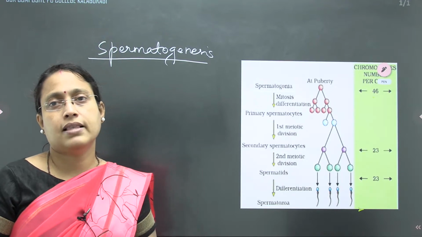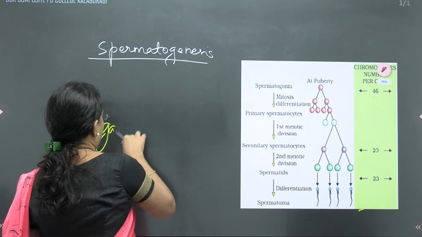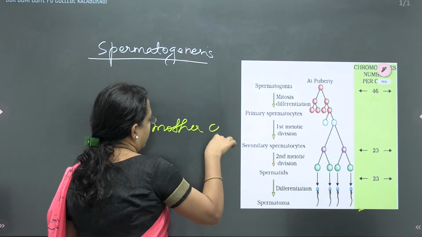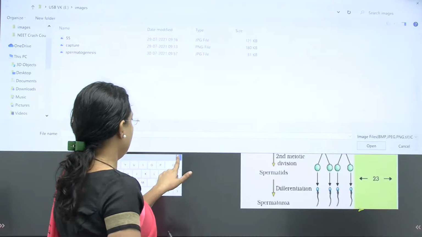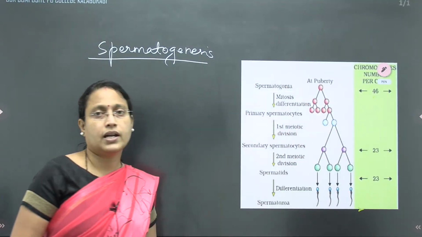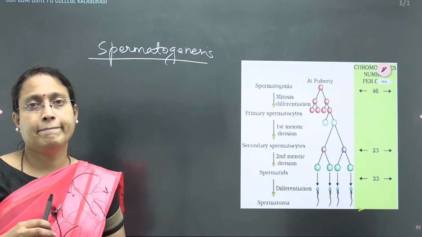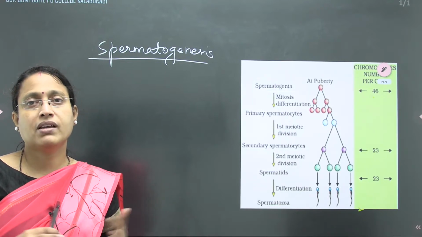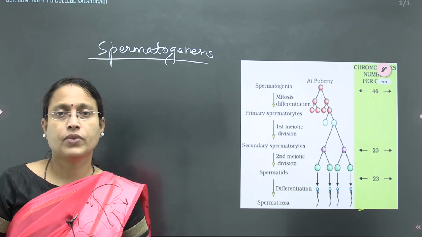Spermatogonia are called gamete mother cells, which will undergo meiosis. Now, from where has the spermatogonia come? Earlier, in the embryonic stages, there are some precursor cells called primordial germ cells from which the spermatogonia will arise.